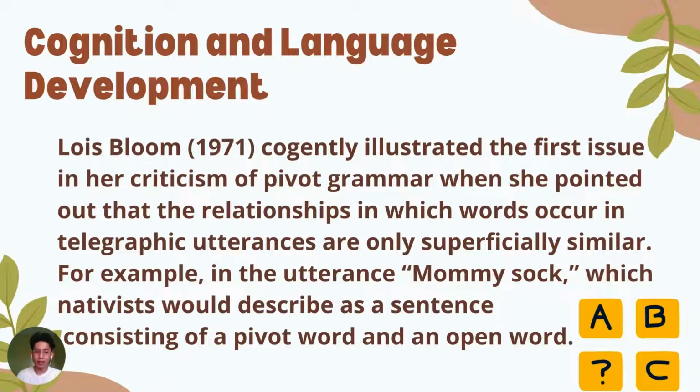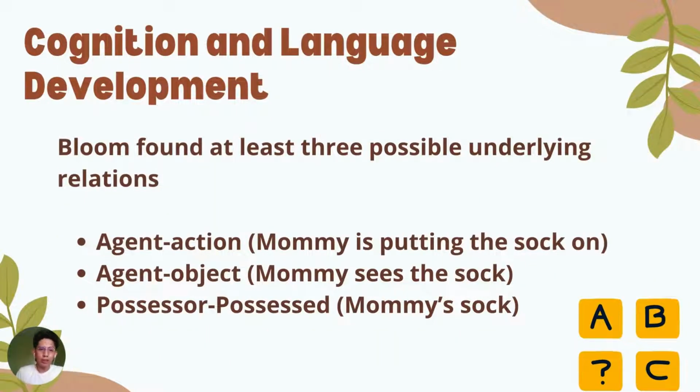Telegraphic utterances are important to them because with their use, they learn and try to communicate their feelings and thoughts. Bloom found at least three possible underlying relations. So we have the agent-action, mommy is putting the sock on, or agent-object, mommy sees the sock, and possessor-possessed, or mommy's sock. There is a meaning for them.